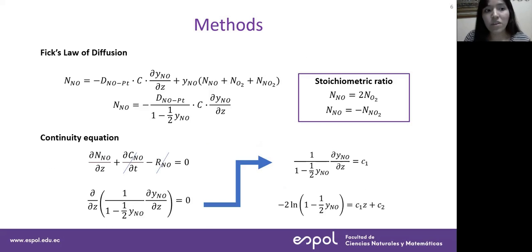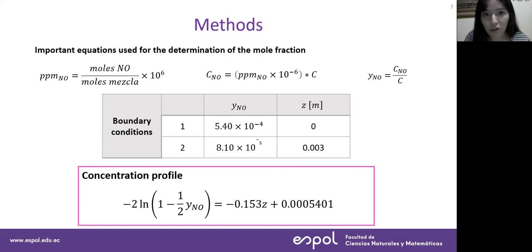Now, based on Fick's law of diffusion, we have a relation based on the stoichiometric ratio on the reaction that we got on the previous slide, and we use this equation to determine the concentration profile on the continuity equation. In this, we got two constants. In order to determine the value of those constants, we use the following equation to determine the mole fractions, since the concentrations for the nitric oxide used are in ppm units. So those are the boundary conditions.